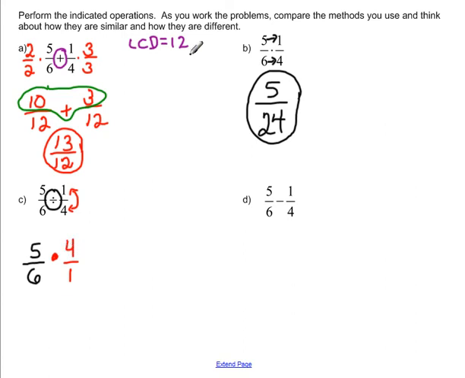But notice here, we've got some common factors that we can cancel out before we multiply out. 6 and 4 share a common factor of 2. So I'm going to rewrite 4 as 2 times 2, and I'm going to rewrite 6 as 2 times 3. The 2's are going to cancel out, and now I'm just going to multiply what I have left. For my numerator, 5 times 2 gives me 10. And in my denominator, 3 times 1 gives me 3. And we can go ahead and leave our answer as an improper fraction, but it is in its simplest form.